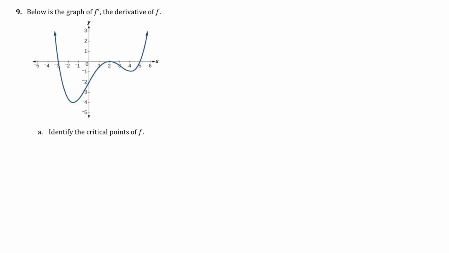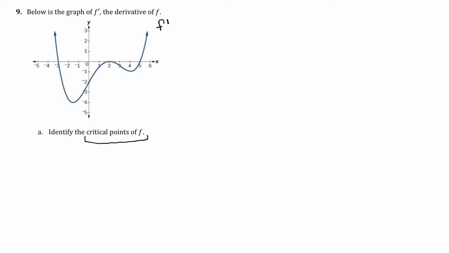So going into number 9, it's again a graph problem, and you have to look at what you have. So this is the graph of f prime. Once again, the graph of f prime. We don't know what f looks like, we just know what f prime looks like. Identify the critical points of f.